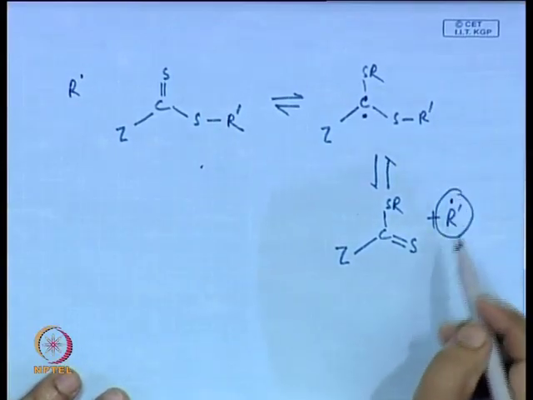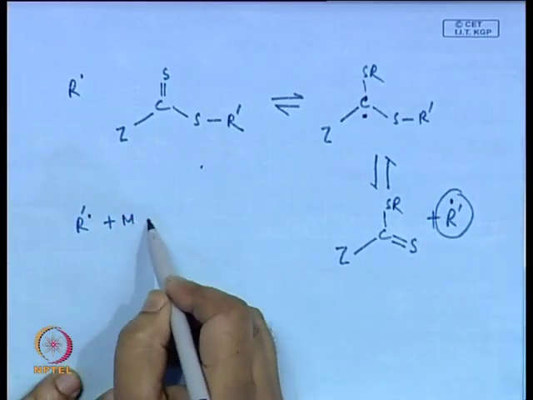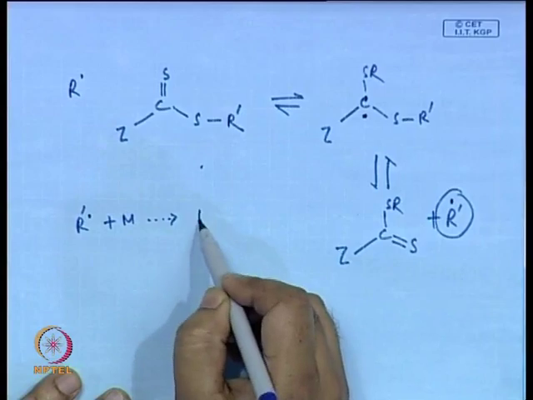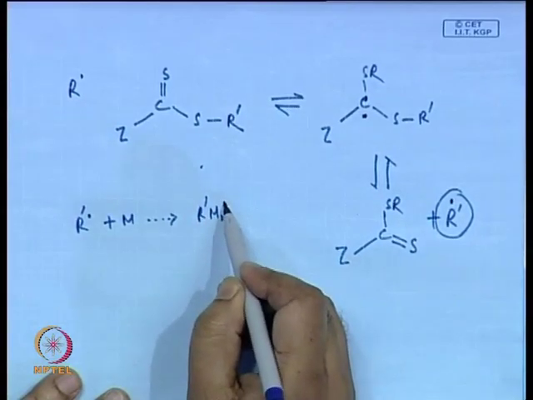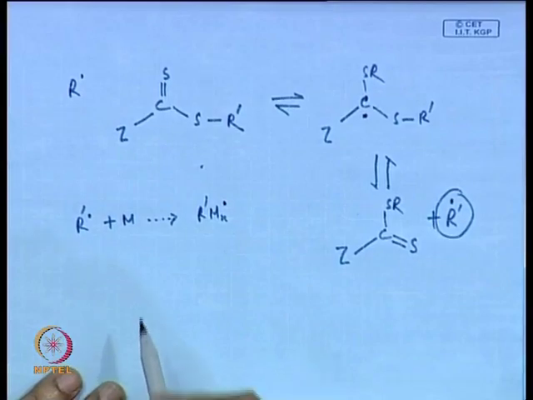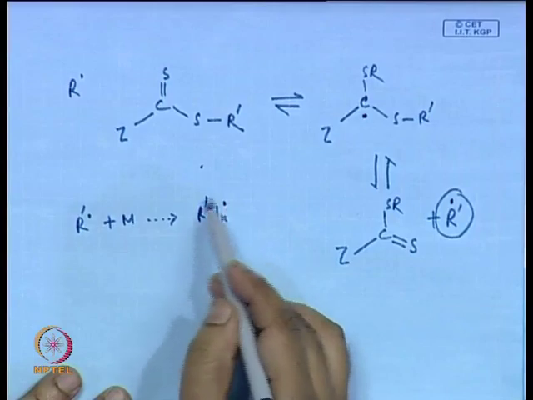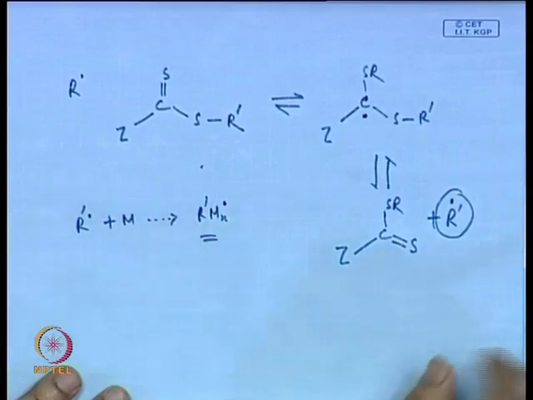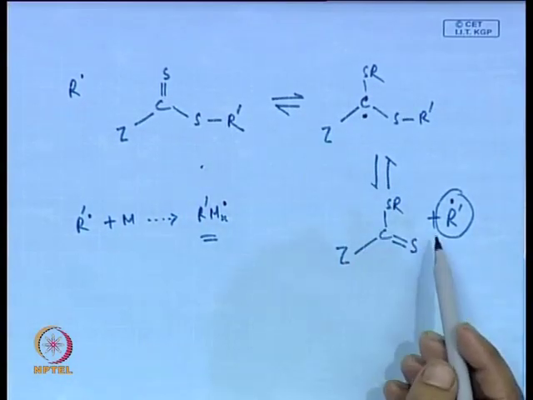Now, this radical can react with monomer, forming a main dot. So, this is the initial reaction as well. Now, this can undergo similar reversible addition and form a fragmentation reaction.